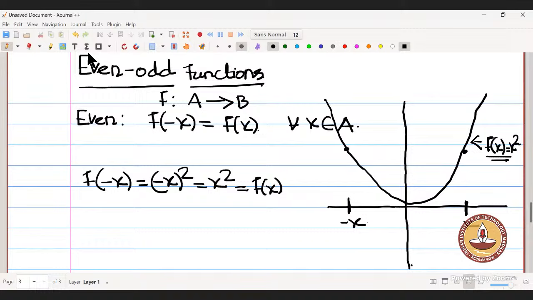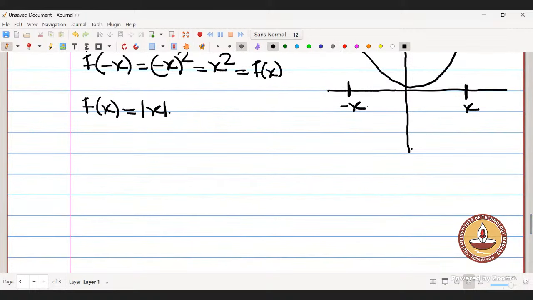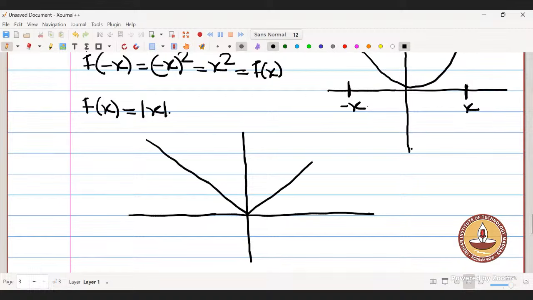So any other example of an even function that you know? Mod x. Correct. If you consider this one, again, this is an even function. If you know the graph, from there itself you can say that this is an even function, because if you draw the graph of mod x, then you can easily see that this is symmetric about the y-axis, right? This is clearly symmetric about the y-axis, and that's why this is also an even function.